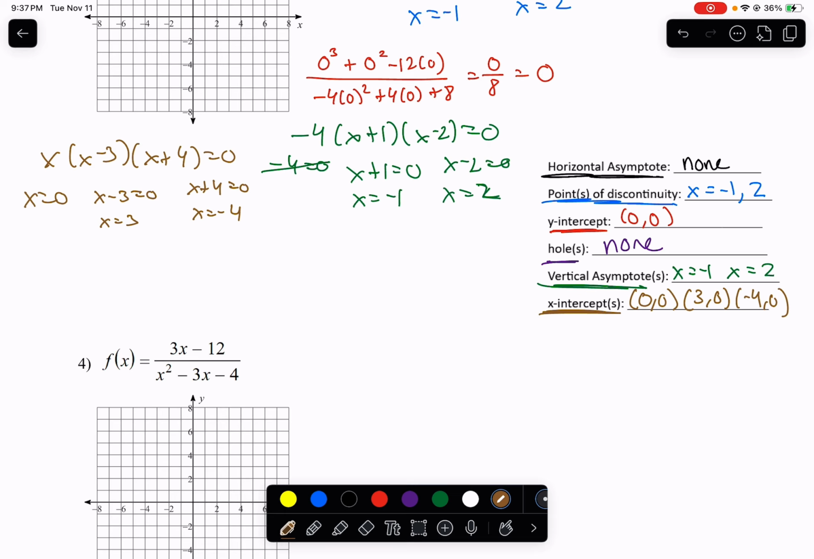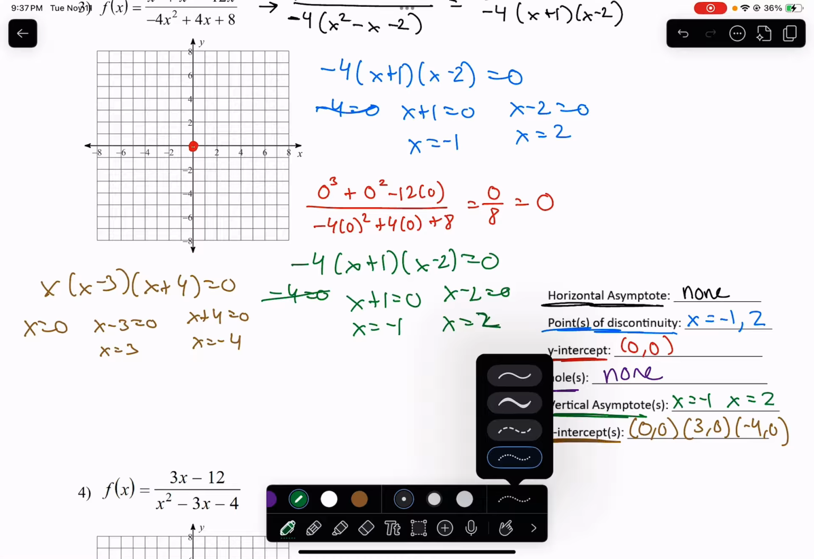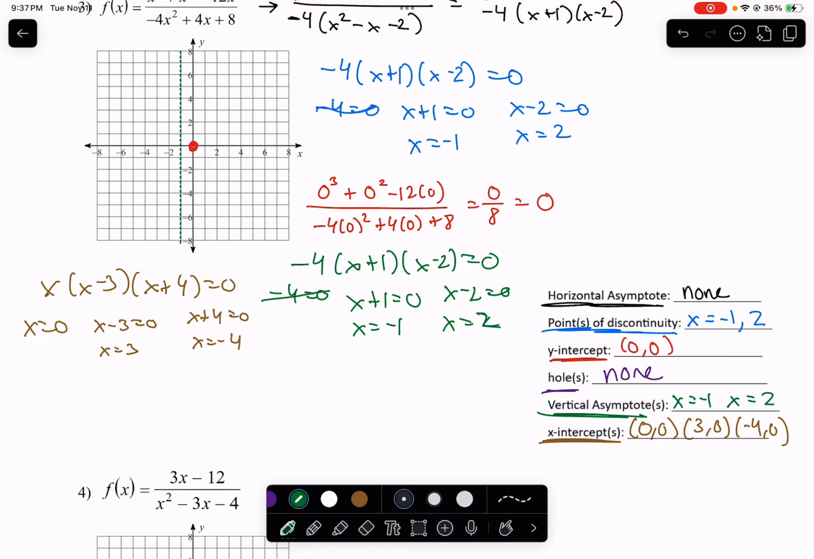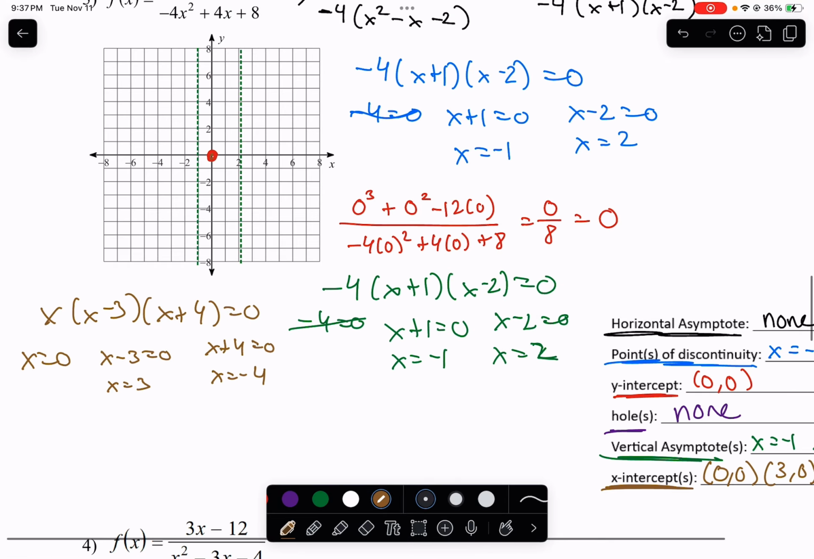So now I got to go and plot all of my stuff. There's no horizontal asymptote to plot. We don't plot the points of discontinuity directly. My y-intercept in this case is going to be 0, 0. I don't have any holes to plot. I do have a couple of vertical asymptotes here to plot. So we're going to plot those at x equals negative 1 and at x equals 2. So that's going to look like that. And then we've got our x-intercepts, which we've already plotted our 0, 0. We do have a 3, 0.